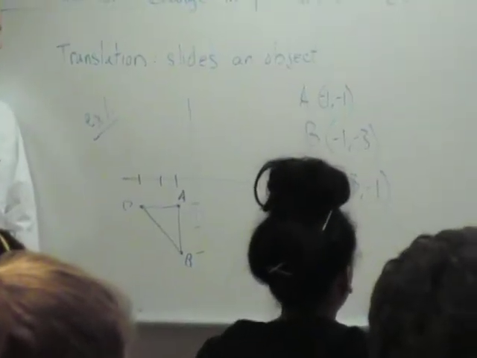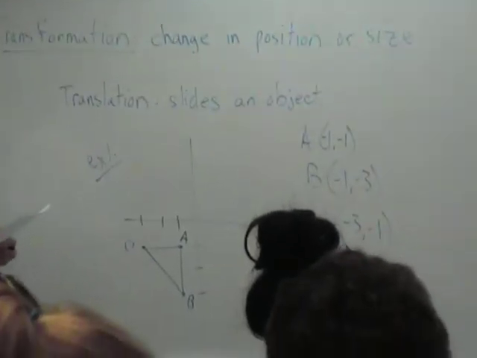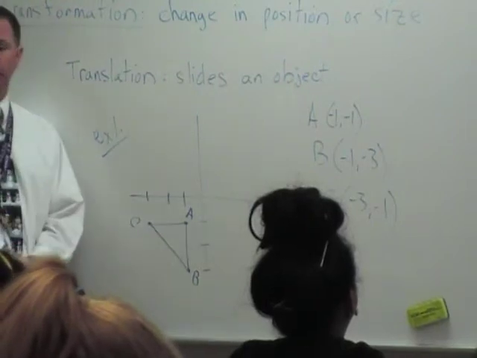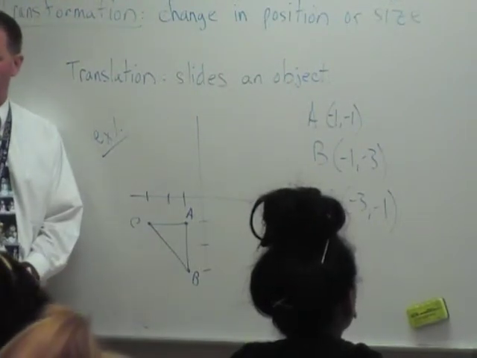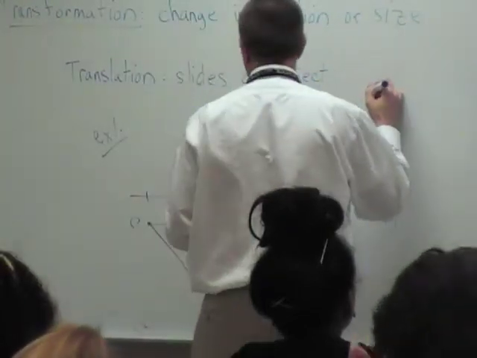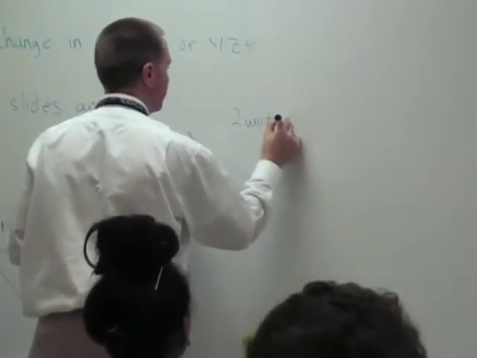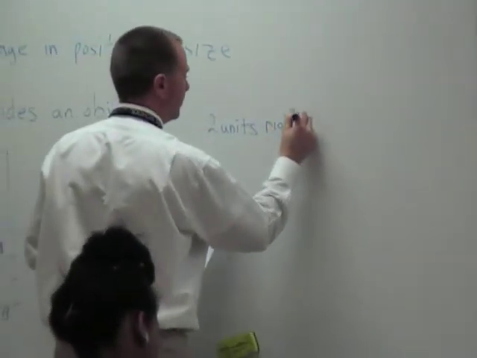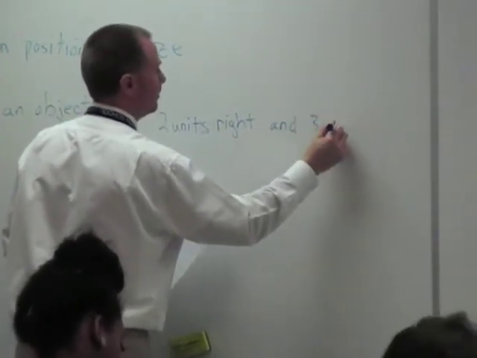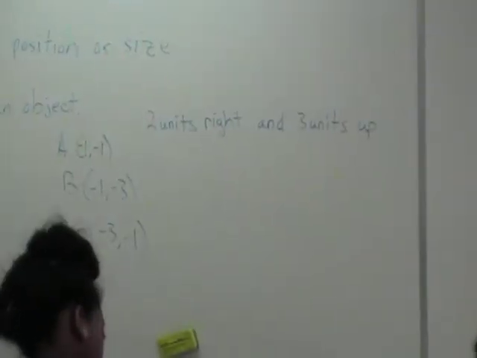We're going to translate this, which means we're going to slide it. Remember what I said. You can move it left and right, up and down, or a combination. So here's what I'm going to tell you in this. We're going to translate this 2 units right and 3 units up. 2 units right, 3 units up.